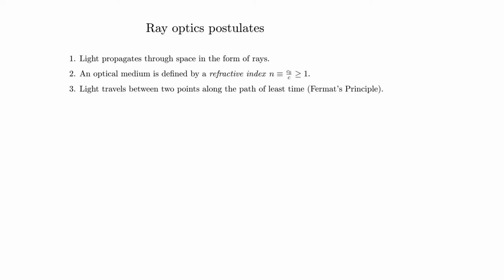The third postulate declares that light travels between 2 points along the path of least time. This is not strictly true either, as the time needs only be stationary with respect to variations of the path. But this definition is often used for simplicity and is called Fermat's principle, after Pierre de Fermat, who was the first to propose it. From these fundamental postulates, we can already derive some additional information about the behavior of light.